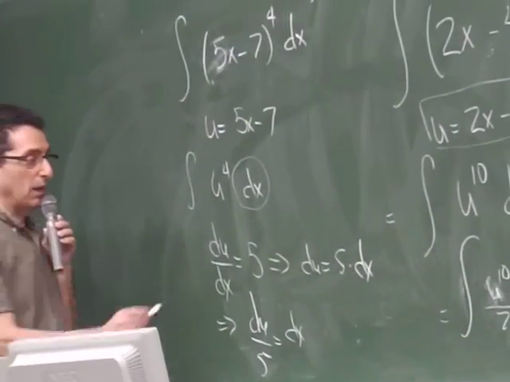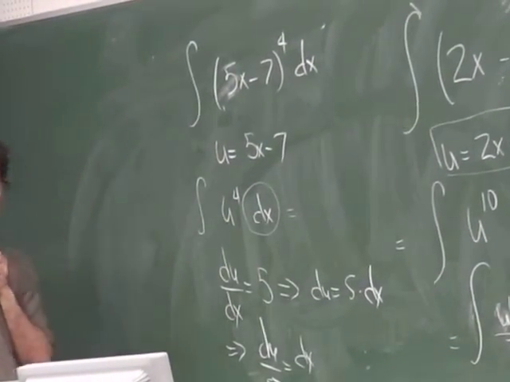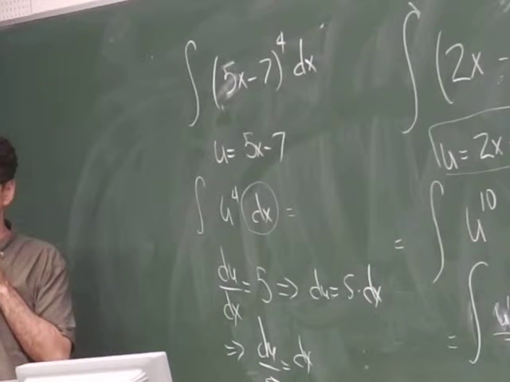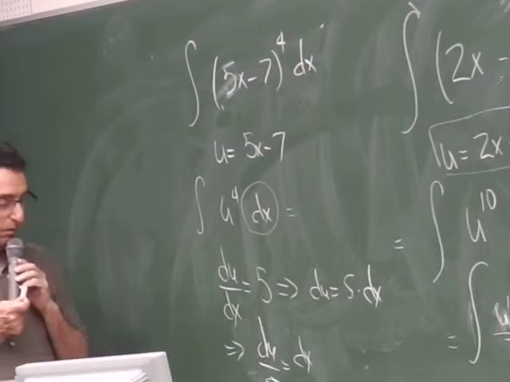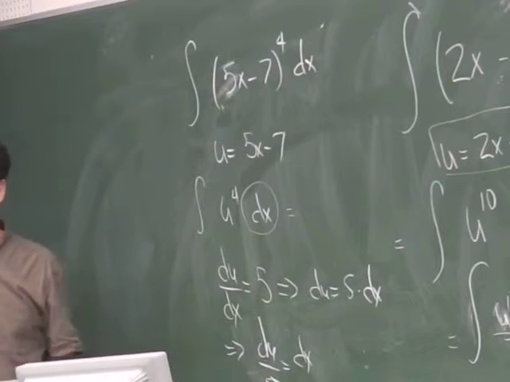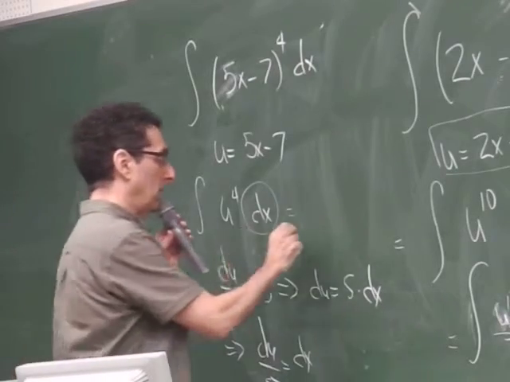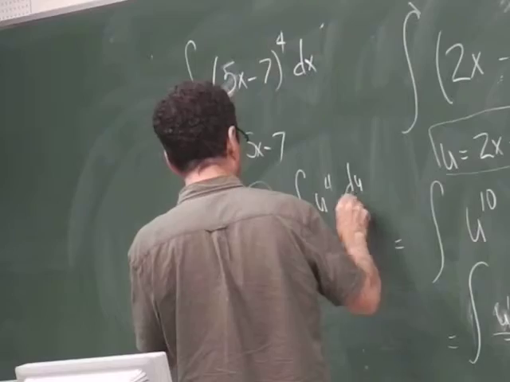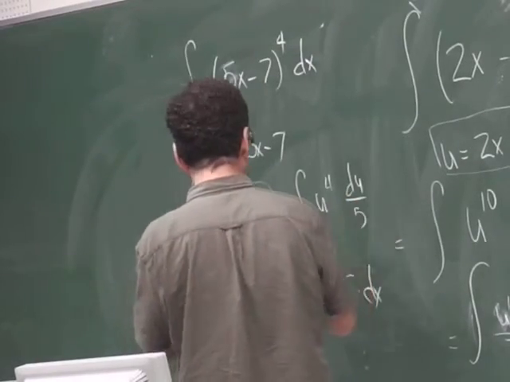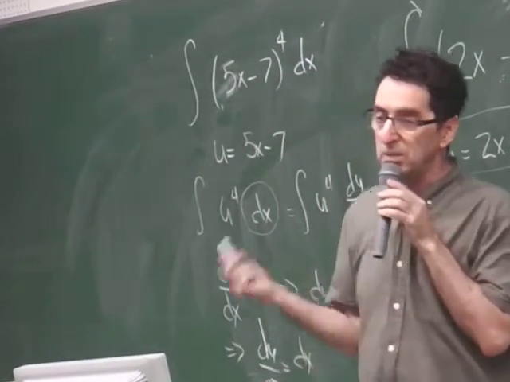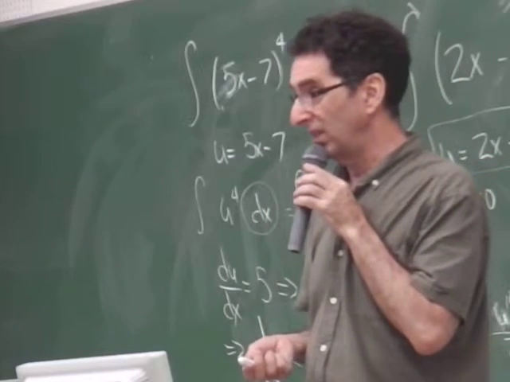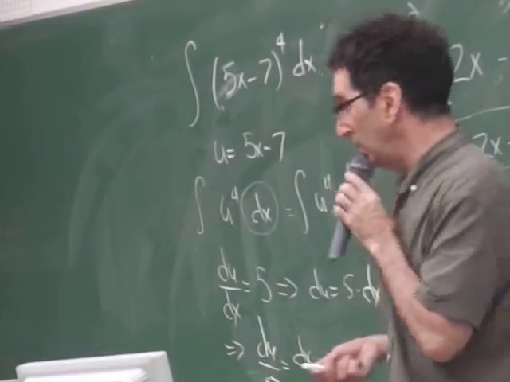And then what do we do? Now we rewrite this as what? I want to clean this up. In other words, by clean it up, I mean get rid of the u's and x's. But now I can replace dx by that. So I get what? u to the 4 du over 5. And then you can do it. And then you replace u with whatever it was in x, and that should work. Okay, let's do one more.